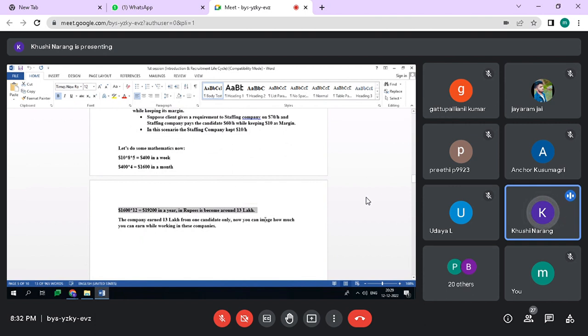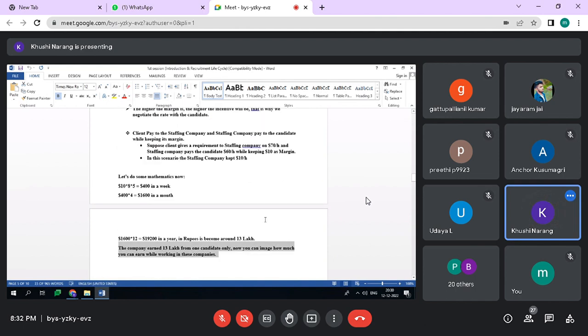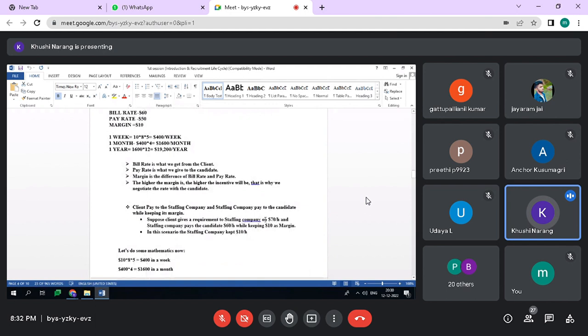Now you can imagine how much you can earn while working in this company, right? You will get a hell of a lot of opportunities and incentives while working as a recruiter. You are going to get your basic salary, which is there, but you can also earn incentives in this. All right. So that's why we ask you to do negotiation.